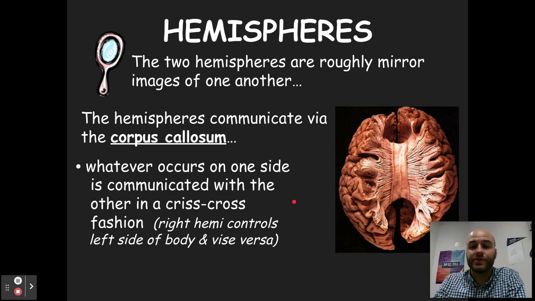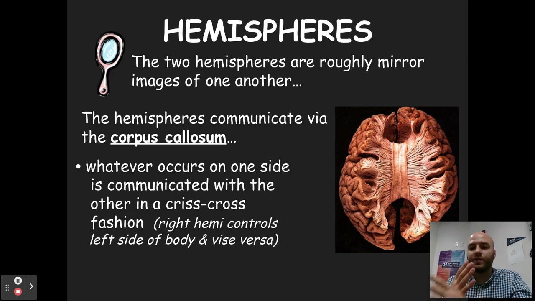Now, another interesting part of our brain: whatever occurs on one side of the body is communicated with the other in a crisscross fashion, right? So your right hemisphere controls the left side of your body and vice versa. Same thing with your eyes, right? Information in your left visual field is processed in your right hemisphere. Information in your right visual field is processed in your left hemisphere.